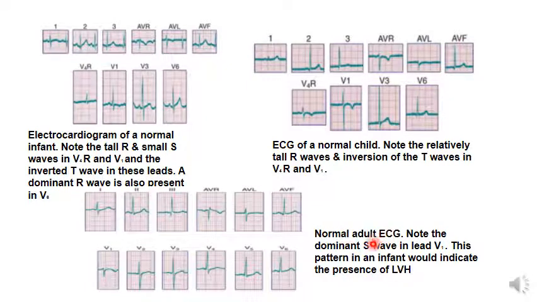Here, a normal adult ECG, note the dominant S wave in V1. And this in an infant would indicate the presence of left ventricular hypertrophy. So it should be a tall R wave here in an infant, but here, because this is an adult and there is dominance of the left ventricle, you see in V5 and V6 there is a dominant R wave.